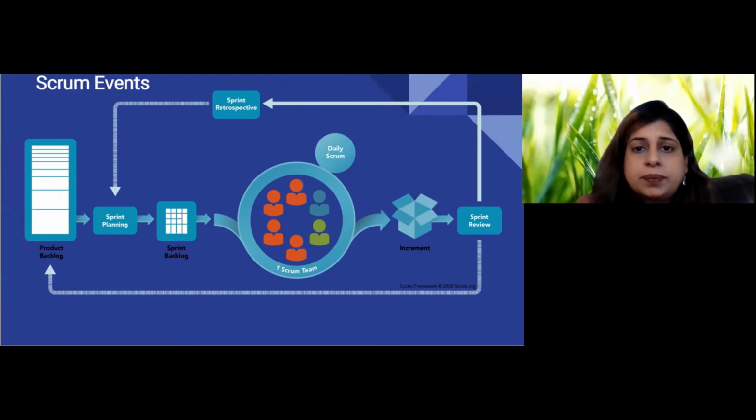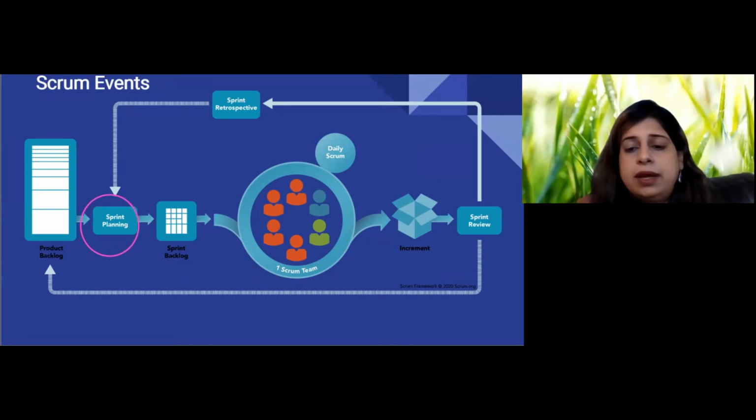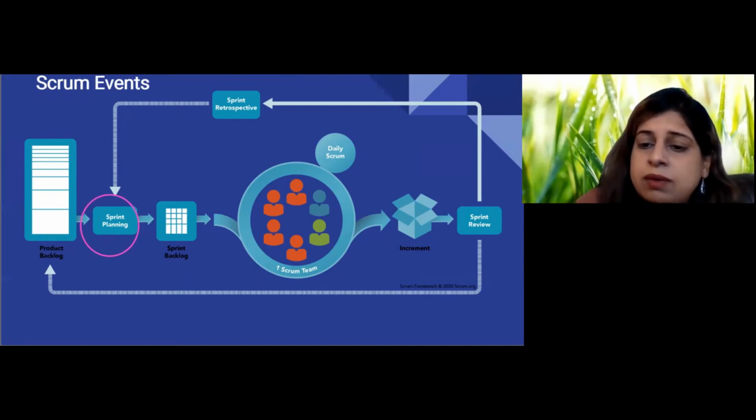Sprint planning. In this, the product owner ensures that attendees are prepared to discuss the most important product backlog items and how they map to the product goal. It addresses three topics. Why is the sprint valuable? What can be done this sprint? How will the chosen work get done? It's time boxed to a maximum of 8 hours for a 1 month sprint. For shorter sprints, the event is usually shorter.